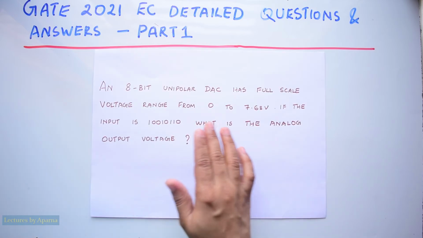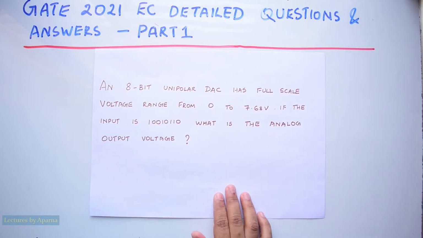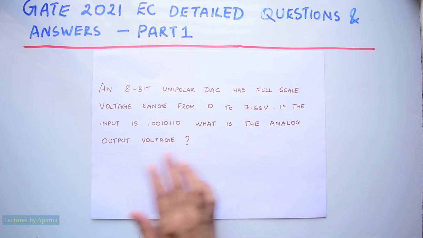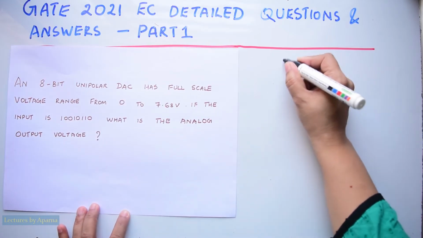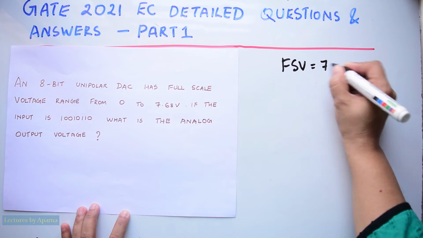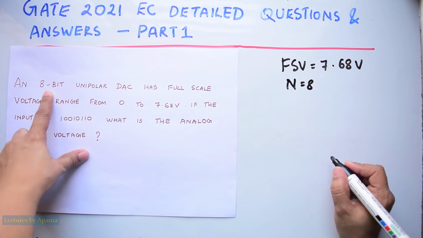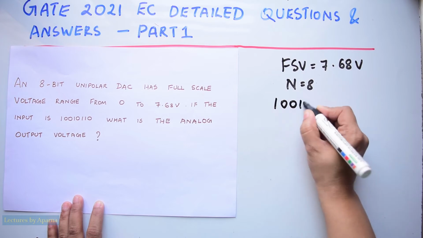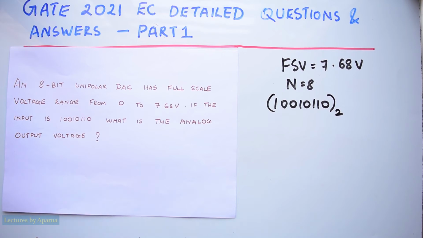An 8-bit unipolar DAC has full scale voltage range from 0 to 7.68 volt. If the input is 100101110, what is the analog output voltage? Here it is given that the full scale value is 7.68 volt and n is equal to 8. N is the number of bits, that is 8. The digital input is given as 100101110. So this is a binary number and we have to find the analog output voltage.